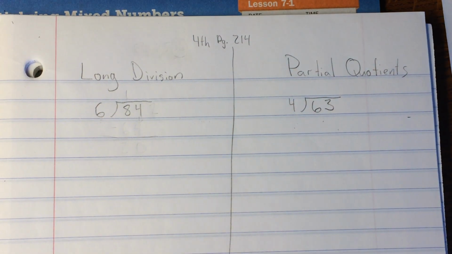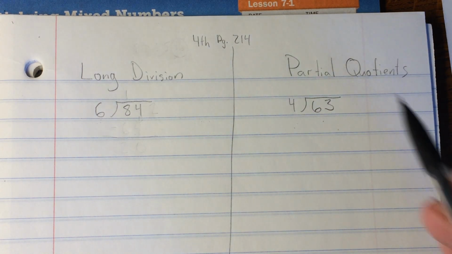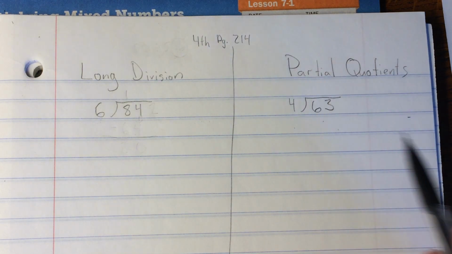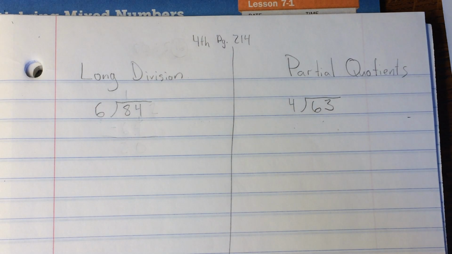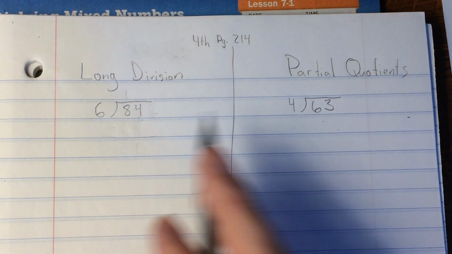Okay, this is 4th grade, page 214, lesson 6-9, problem number 2. We're going to work on A and B. I'm going to show you how to complete a division problem using each of the strategies, long division and partial quotients. So let's get started on A. We won't waste any time. It can be your choice of which strategy you want to use.